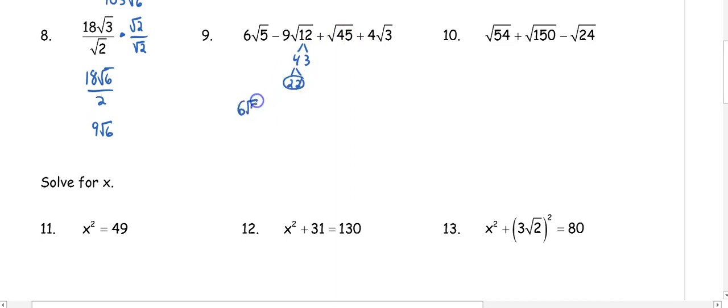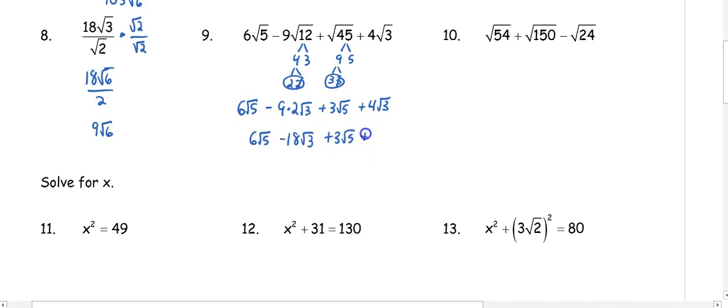So we have 6 root 5 minus 9 times 2 root 3. 45 breaks down to 5 and 9. 9 breaks to 3 and 3. So we have plus 3 root 5 and plus 4 root 3. So if I simplify a little bit more, I have 6 root 5 minus 18 root 3 plus 3 root 5 plus 4 root 3.